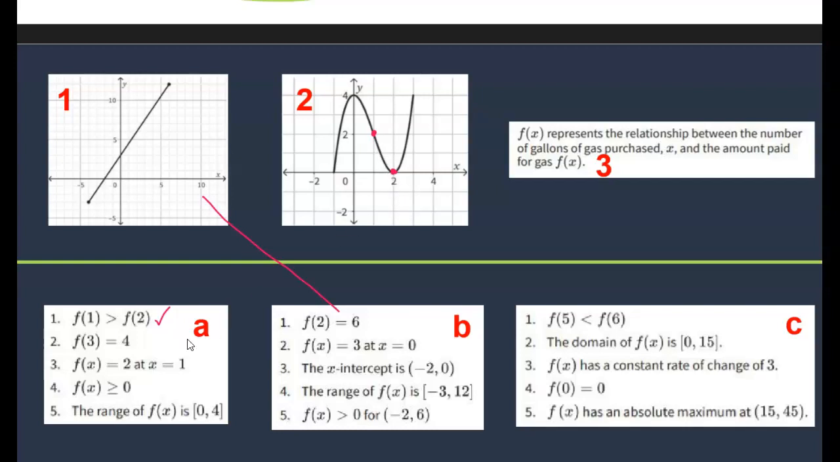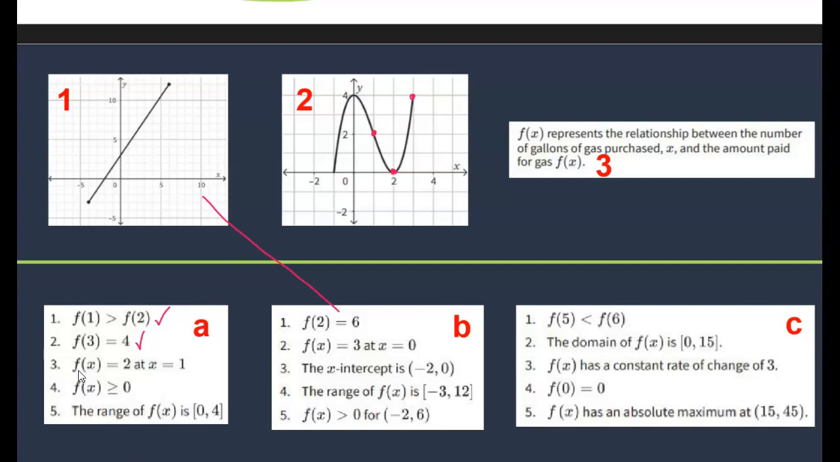Okay, how about f of 3 equals 4? Is that true? 1, 2, 3, that's our input right there. And we go up to where it meets. Meets right here. What's the value? That is 4. Awesome. So that one worked.